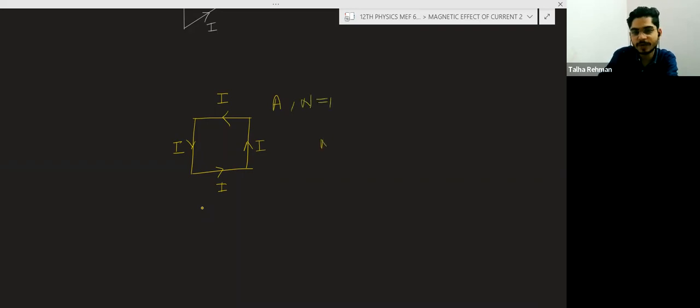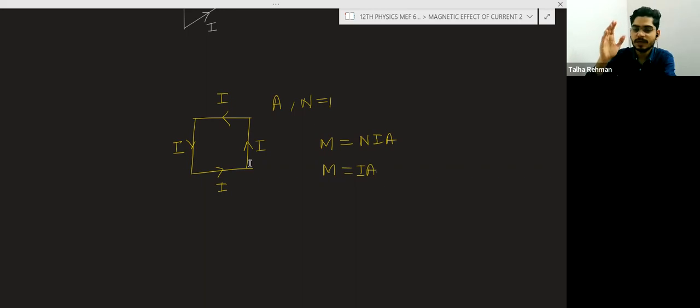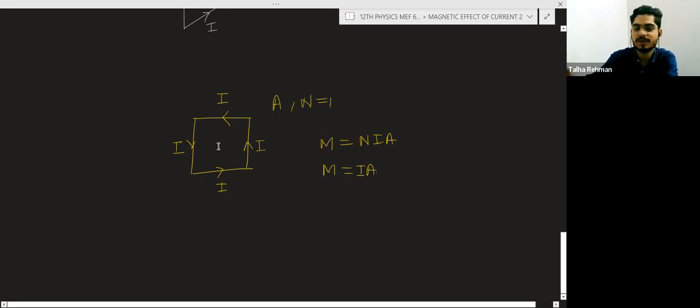So the magnetic moment of the coil is given by NiA, and when you put N equal to 1, you will get only I into A. So this is the magnitude of the magnetic moment. But what about the direction? For the direction of the magnetic moment, you will use the right hand thumb rule. Just curl your finger along the sense of current. The thumb will give you the direction of the magnetic moment.